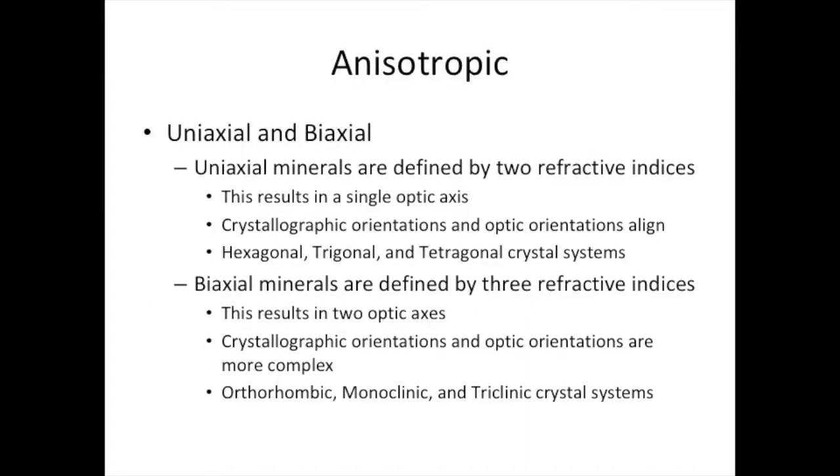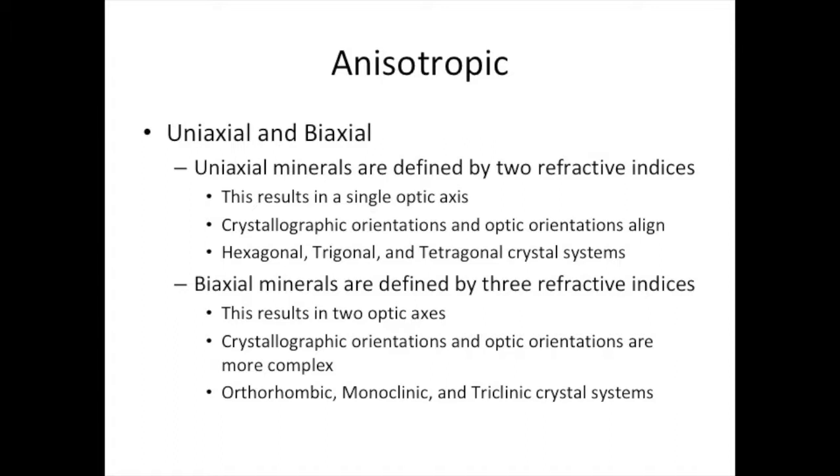Let's now delve forward into more what makes uniaxial materials unique. Our uniaxial materials are going to be defined by two refractive indices. Because of this, they're going to have one optic axis, which is a direction in which the material basically behaves isotropically. Thankfully, for uniaxial materials, the crystallographic orientations and the orientation of the optic axis actually align very nicely. The optic axis is always the c crystallographic axis for these materials.